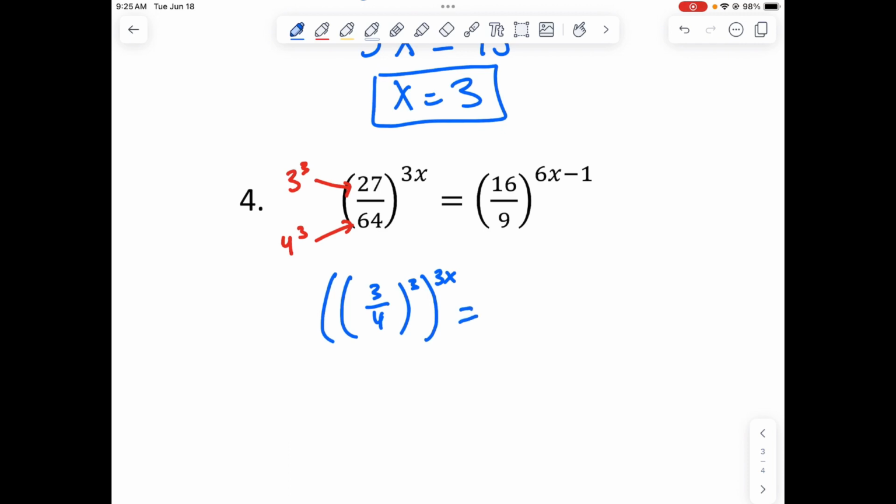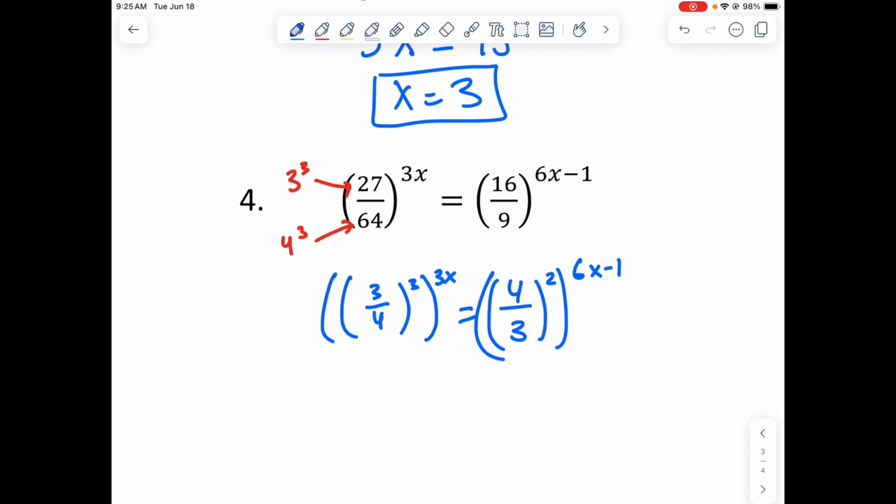And on the other side, 16 is 4 squared. It's also 2 to the 4th. So I'm going to look at the denominator and see, well, 9 is 3 squared. So I know that I'm going to have a squared out here because of this 3. So I will use the 4, not the 2 to the 4th here. And again, that is to the 6x minus 1.